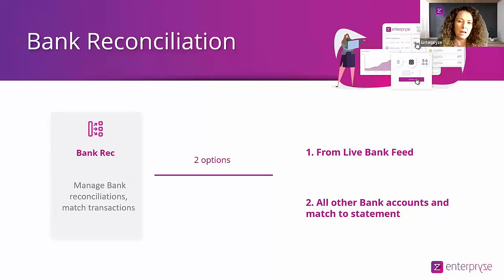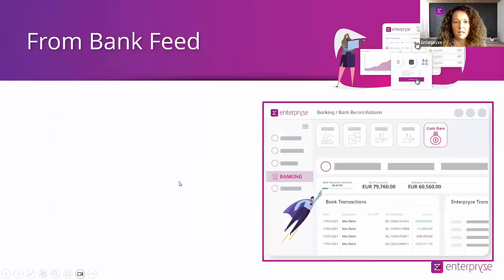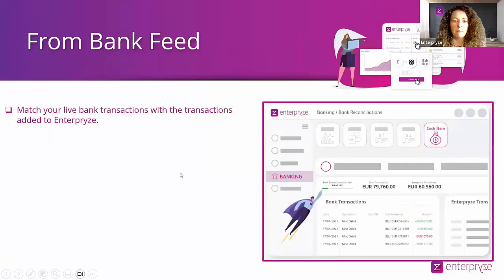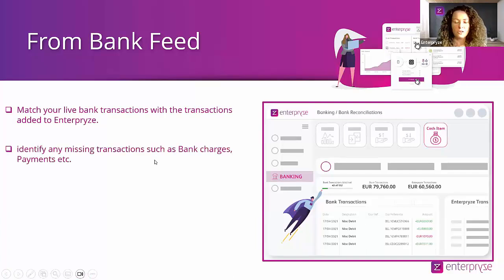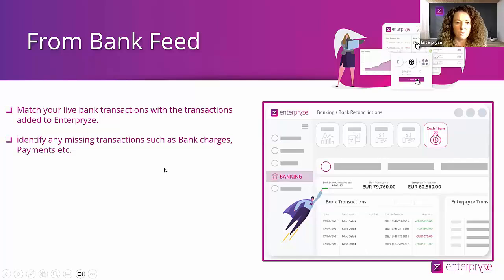So bear with us as we look to improve how this works for you, particularly around the bank reconciliation. From the bank feed itself, you match your live bank transactions with transactions added to Enterpryze. You've got your bank transactions on the left, your Enterpryze transactions on the right, and you simply choose to reconcile the two of those. It also allows you to identify any missing transactions, such as bank charges or specific payments, etc. You can add any missing transactions or any payments from here.